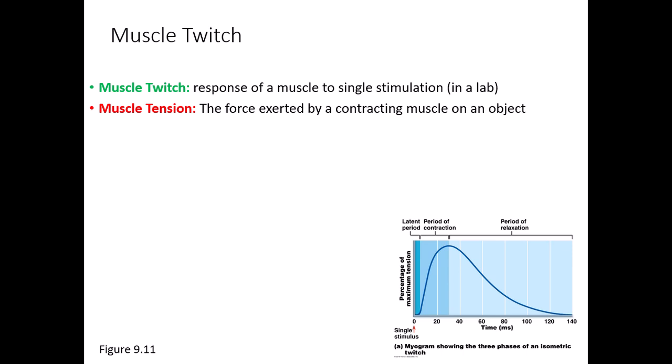When we look at a muscle twitch, we tend to measure the muscle tension or the force exerted by a contracting muscle on an object. And the object is basically the load. So if you're thinking about the lever system, which describes the mechanical way that movement can occur across a joint, for example, or a fulcrum, as it's called in the mechanical example.